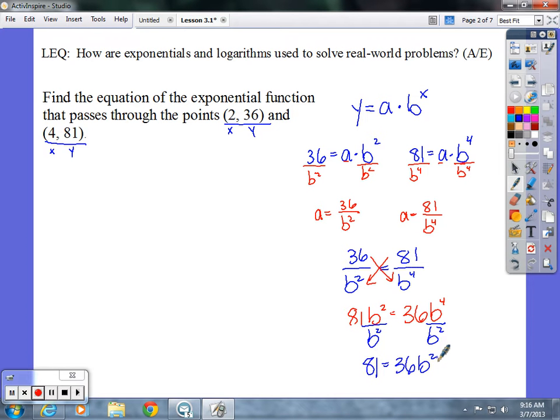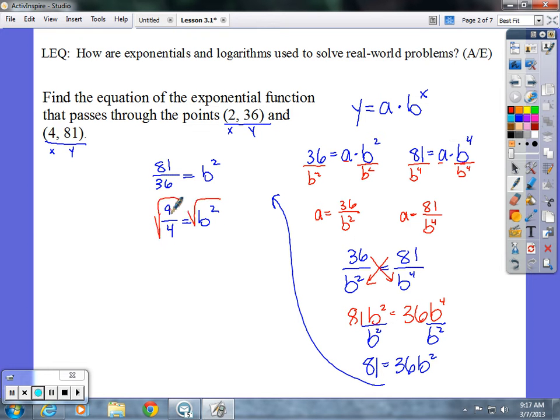Okay, at this point, I would want to go ahead and divide by 36. I'm going to go over here for some more space. So I have 81 over 36 equaling b squared. Now that 81 over 36, you could divide that, get a fraction or a decimal, or we could just reduce this to 9/4 equaling b squared. Okay, and then to get rid of the square, we would want to square root both sides. So over here, I square root each. I square root the 9, I square root the 4. So b equals 3 over 2.